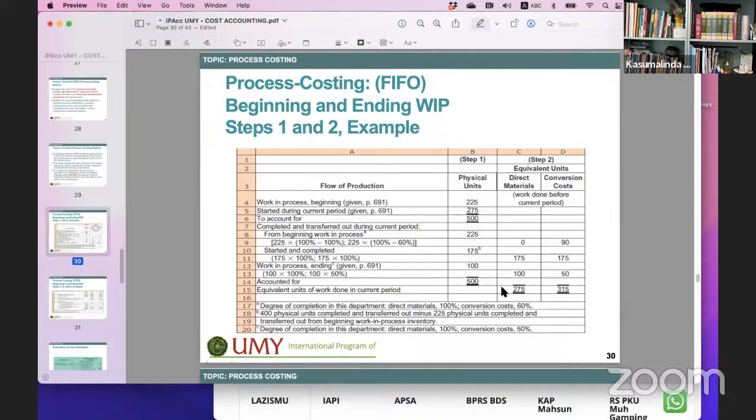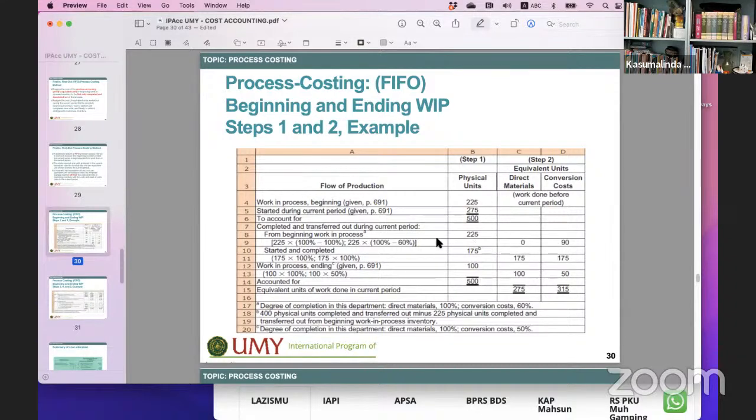So for the FIFO method, we start with the ending work in process 100, and then we have the balance 400. We break it down. That 400 is one part from the beginning work in process 225. That's why we call it from the beginning work in process, 225, and the balance from 400 minus 225 is the units started and completed, 175. We have completed analyzing the physical units, and then we calculate the equivalent units.